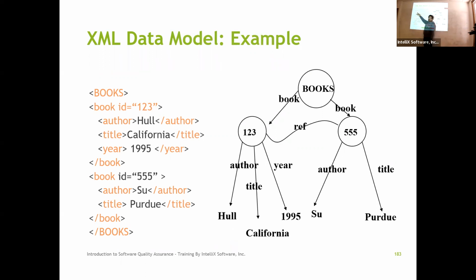Remember, attributes are the only ones which require double quotation, not the text value within the tags. So think about it. The ID is additional information for the book, versus title, which is one of the characteristics of the book. Okay.